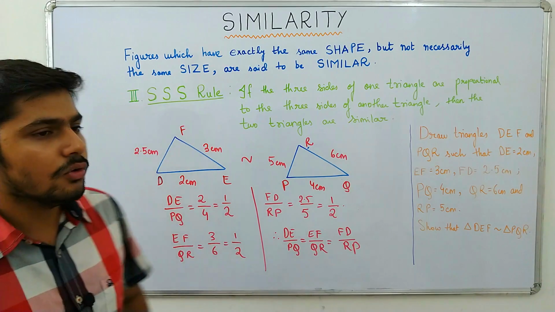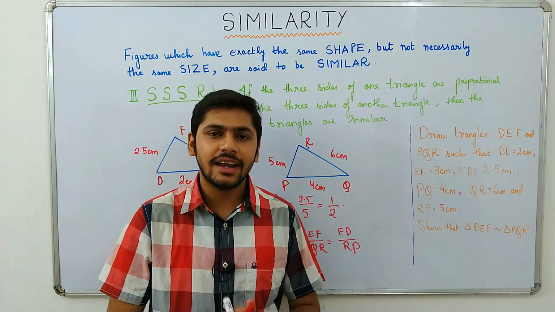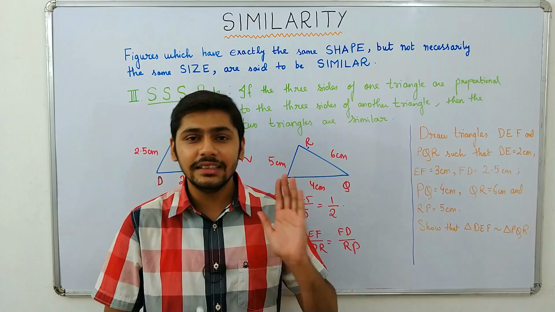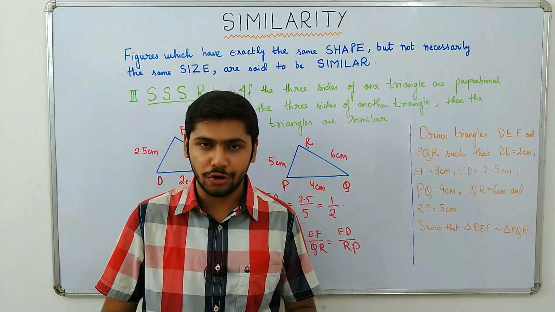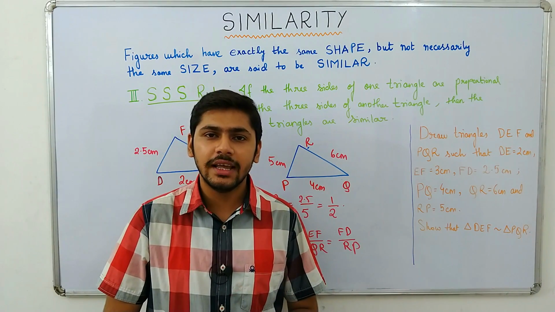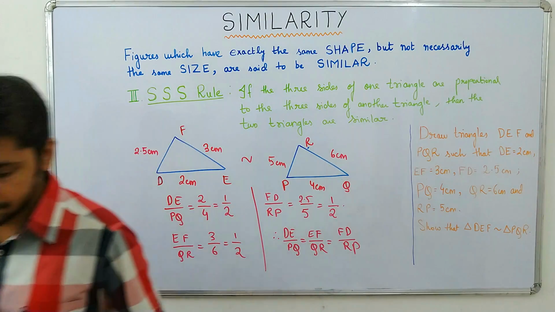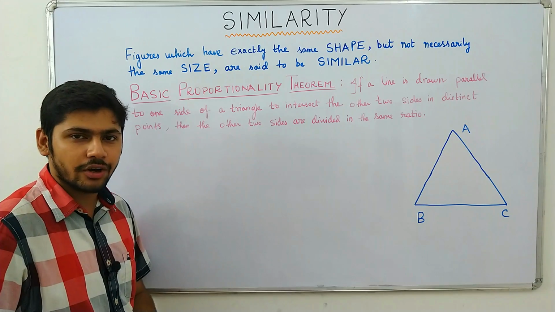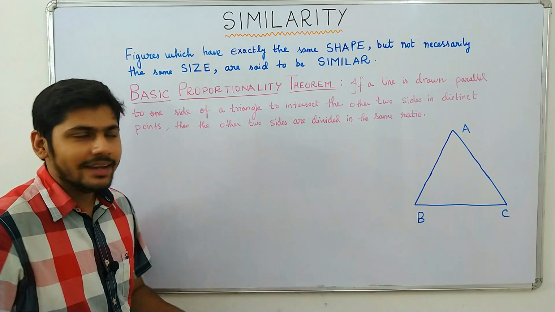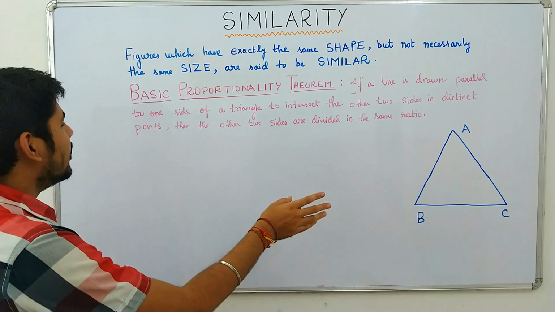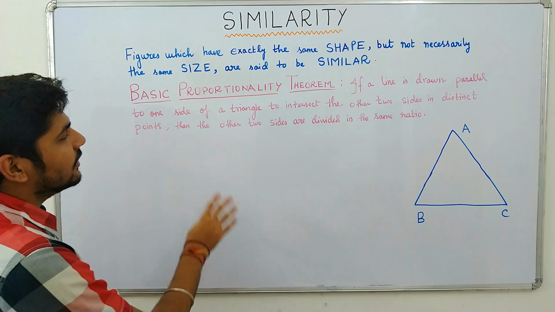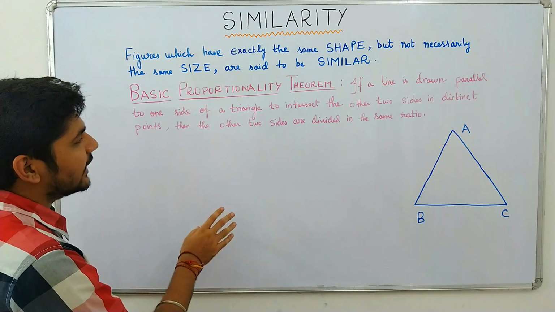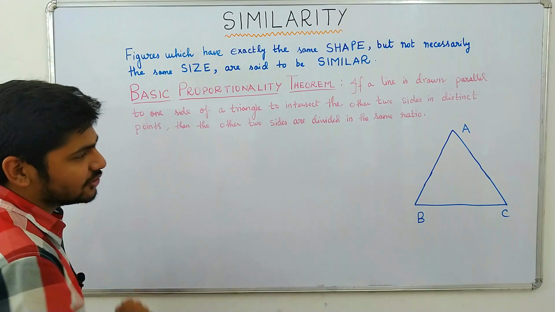Okay. Now, whenever in the sums we are asked to prove the similarity of two triangles, we will use these three axioms that I just taught you. Now we'll move on to the next thing. The next thing is the basic proportionality theorem, or BPT. It states that if a line is drawn parallel to one side of a triangle to intersect the other two sides in distinct points, then the other two sides are divided in the same ratio.